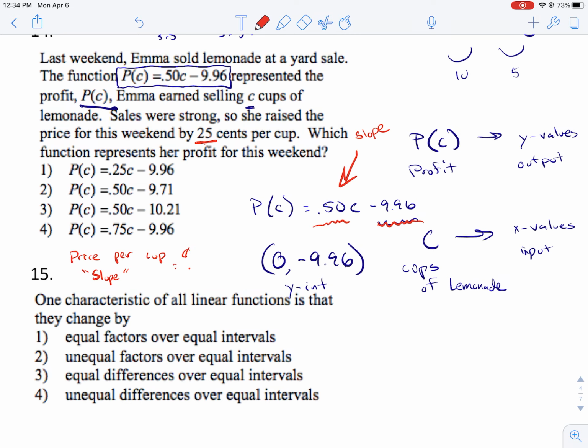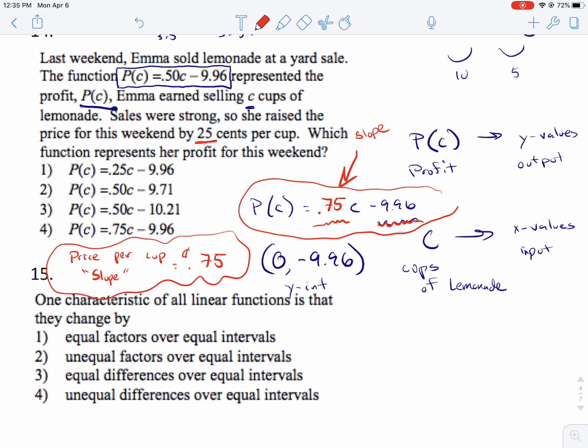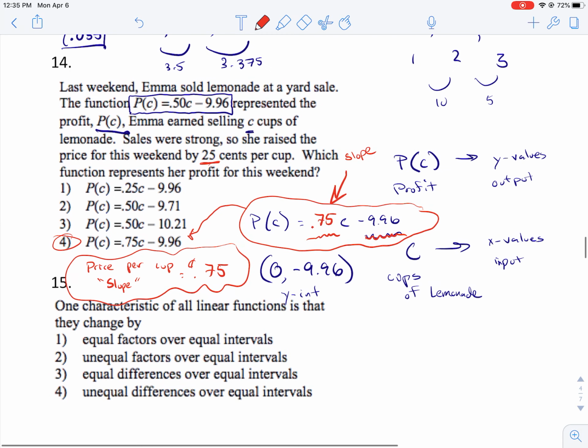And now she raised the price for this weekend by 25 cents. So our new price is no longer 50 cents. It's 75 cents. So our slope is no longer 50. It's 75. So which one of these is our equation over to the left? Option number 4.